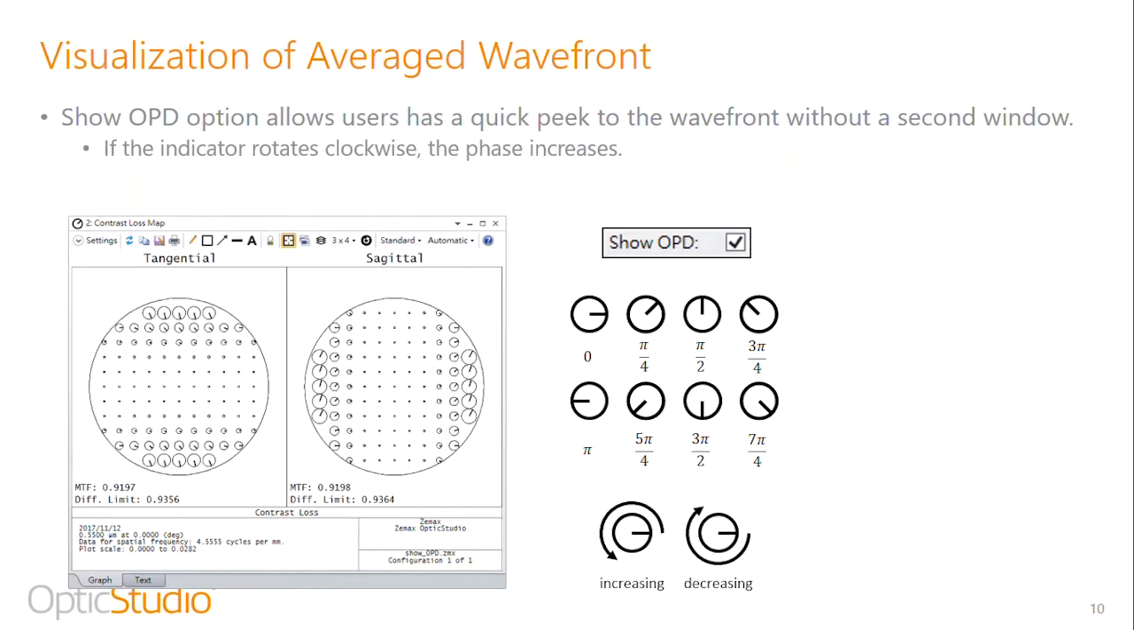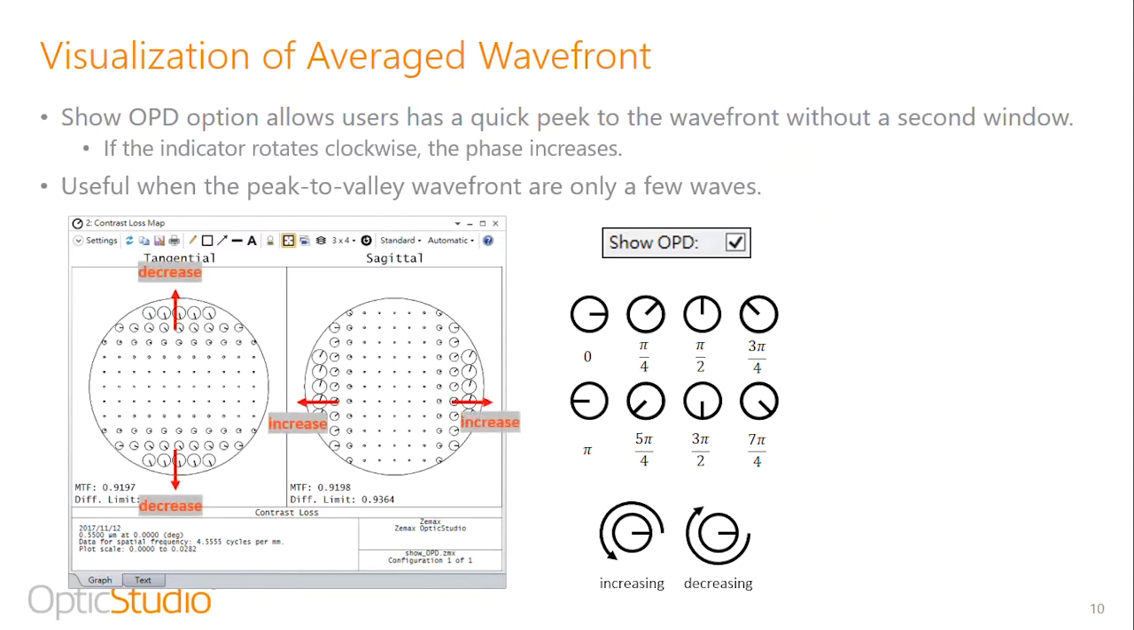The indicator points to positive x when the waveform is 0, and it will rotate clockwise when the waveform increases, and rotate counterclockwise when the waveform decreases. This option is mainly useful when peak-to-valley waveforms are only a few wavelengths. For example, in this contrast loss map, as we can see in the tangential plot, the contrast loss is large in the top and bottom regions in the pupil. And if we look at the indicators in a circle from the center of the pupil to the edge, we can see the indicators rotate counterclockwise. So we know the waveform decreases in this direction and is higher at the top and the bottom edge.